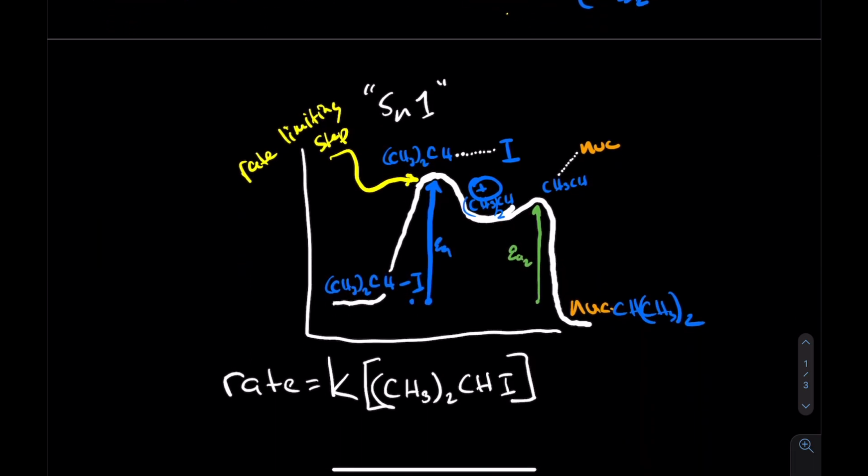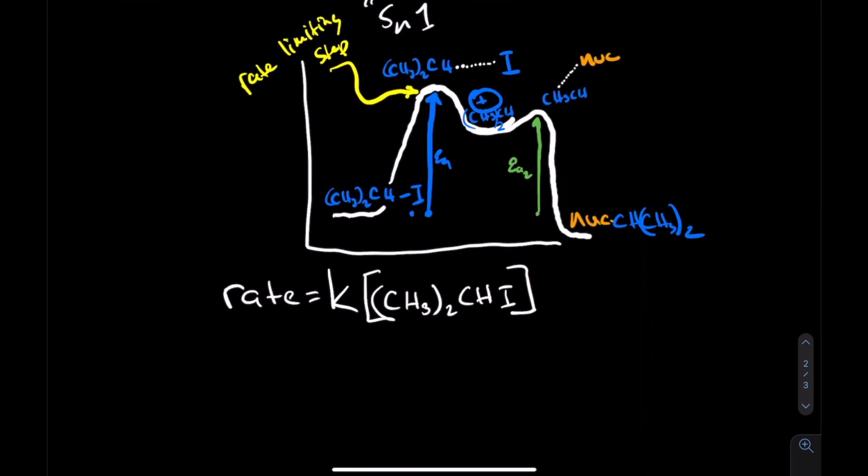In the context of an SN1 reaction, the only thing that's going to affect the rate of my reaction is if I add more electrophile. I can add as much nucleophile as I want, but like I said, because it's on the other side of my rate limiting step, it doesn't matter.